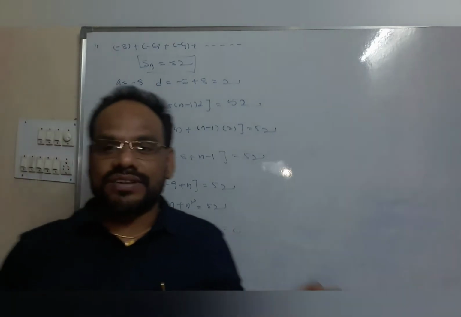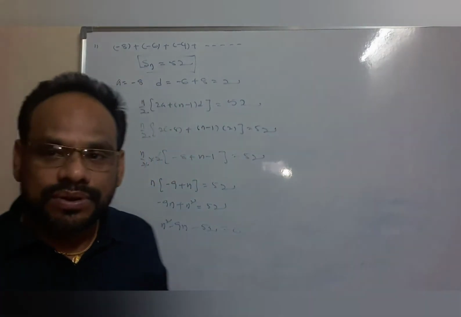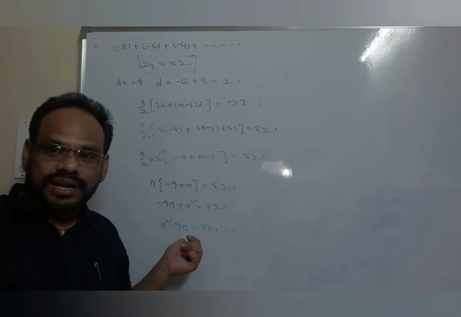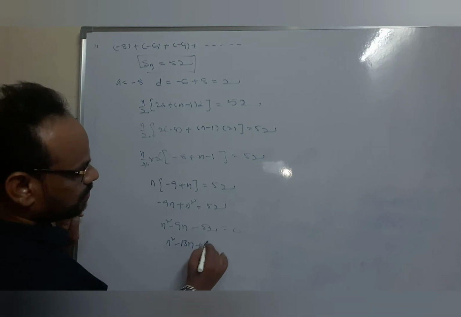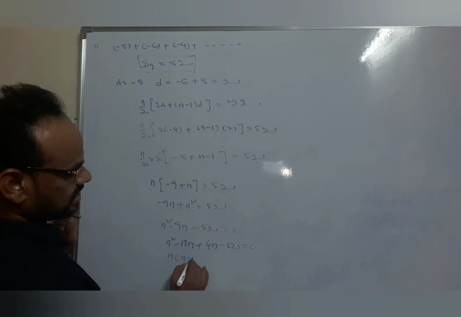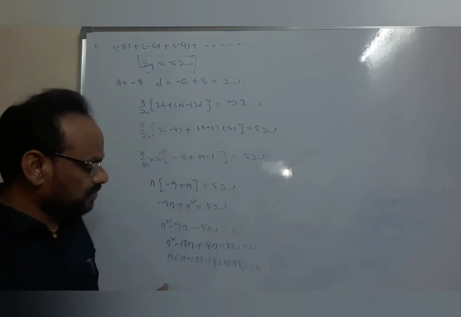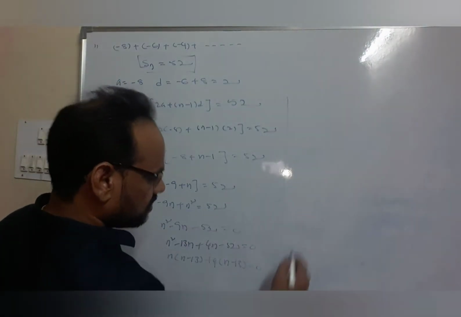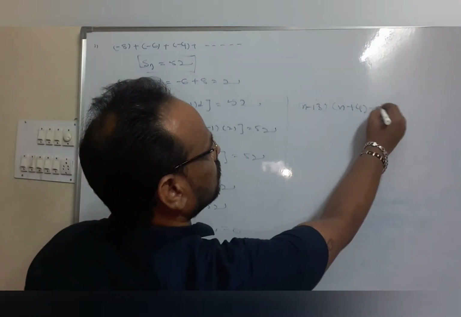We use the factorization method here. 13 fours are 52, 13 minus 4 is 9, that is minus 13 plus 4, we get minus 9n. That is n square minus 13n plus 4n minus 52 is equal to 0. Take n as common, n into (n minus 13), plus 4 as common, 4 into (n minus 13), is equal to 0. Take n minus 13 as common, that is (n minus 13) into (n plus 4) is equal to 0.